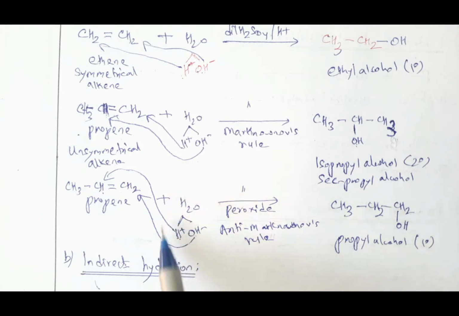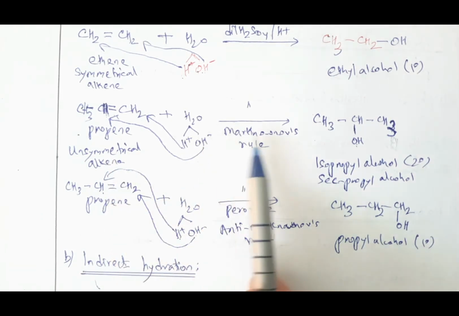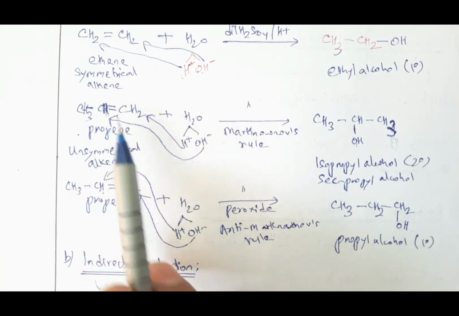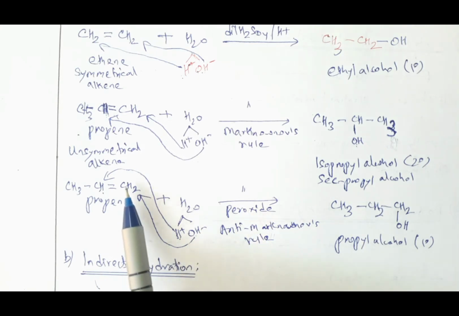So see the difference in these two. In propene, if you do direct hydration using the Markovnikov rule, negative will go to the less and positive to the more, and you get a secondary alcohol. But if you use peroxide, it becomes anti-Markovnikov, negative will go to the more and positive to the less, and it becomes a primary alcohol. So far, through direct hydration I have prepared primary and secondary alcohol for you.